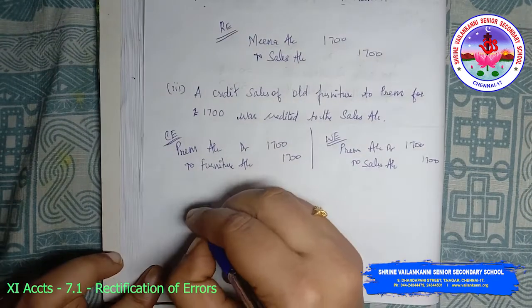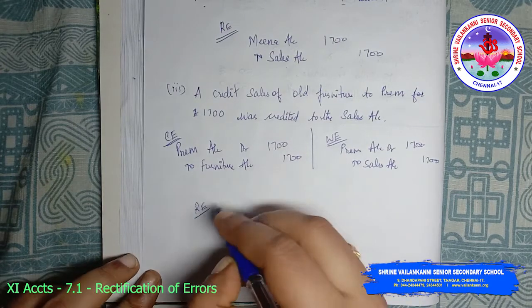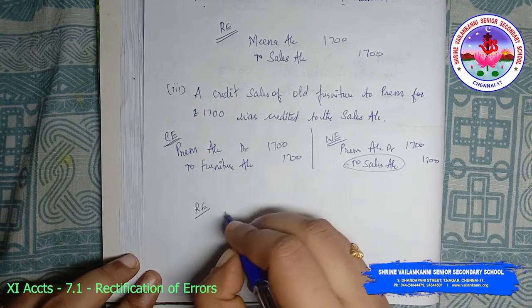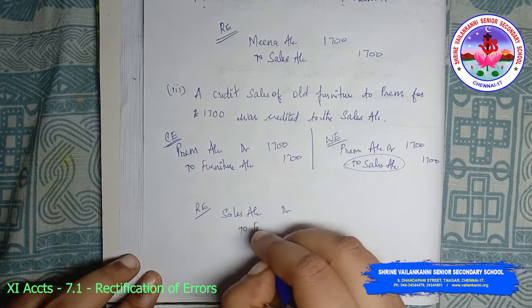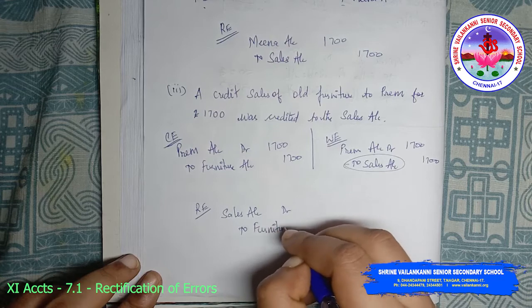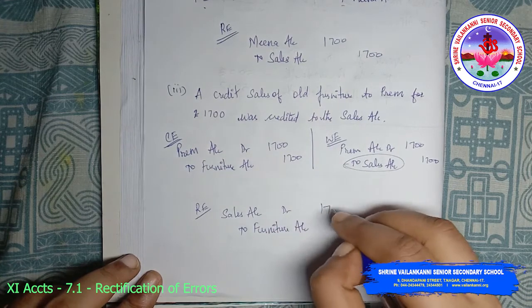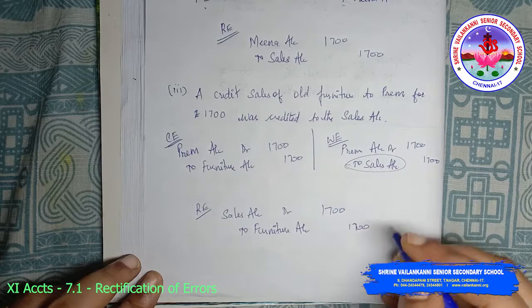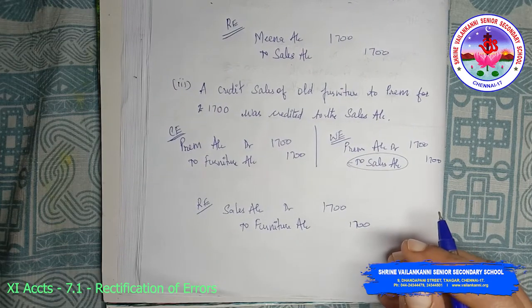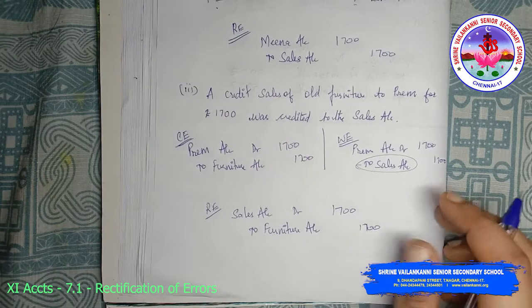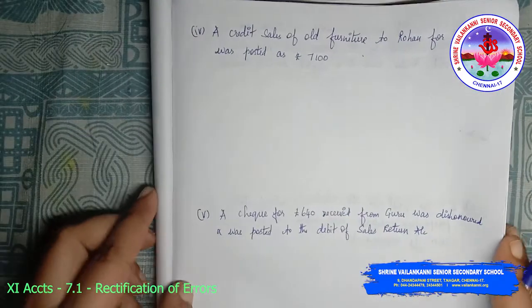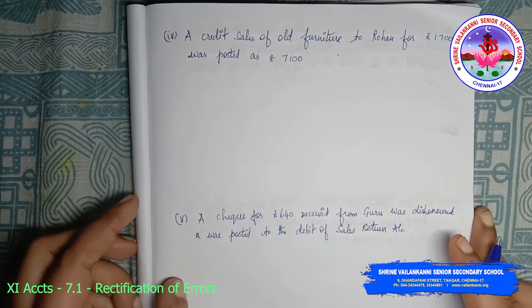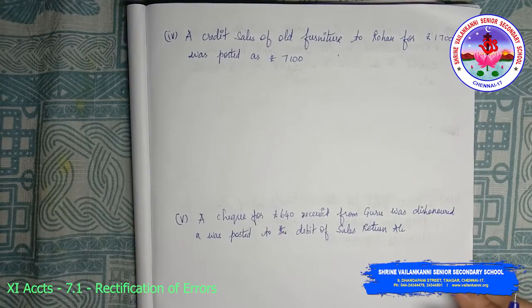So what is the rectified entry? Rectified entry is wrong credit has to be cancelled through debiting it. Correct credit has to be correctly written. So this is the correct entry. So sales account debit to furniture account. The next transaction, a credit sales of old furniture to Rohan for rupees 1700 was posted as 7100.